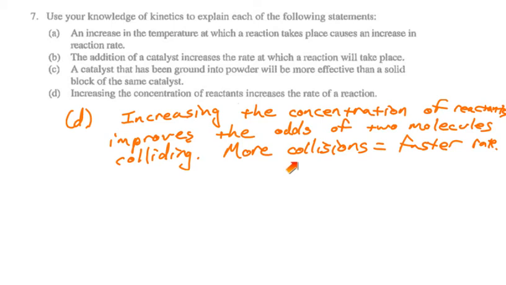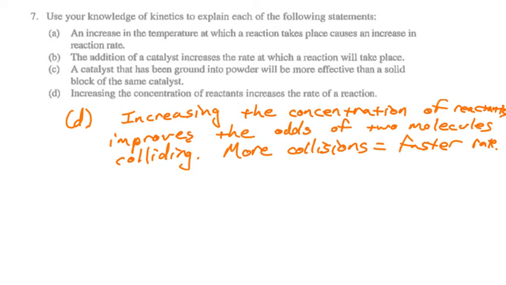I'm trying to decide if I haven't been thorough enough. So let me think. Why do improved number of collisions cause faster rate? I mean, we could go on to say, well, we know that in many reactions a small percentage of the collisions result in a reaction, so obviously the more collisions you have, the better the rate. You could do that. I think this would be enough, but you certainly could ask that question, why?